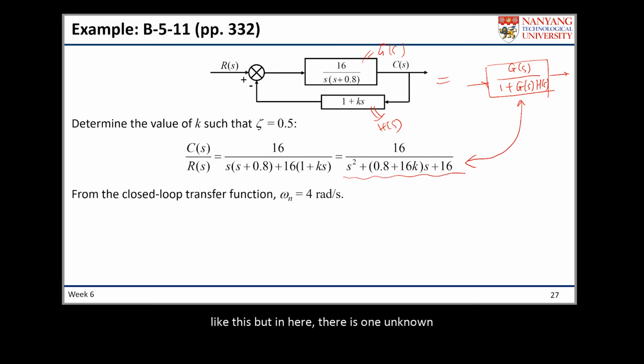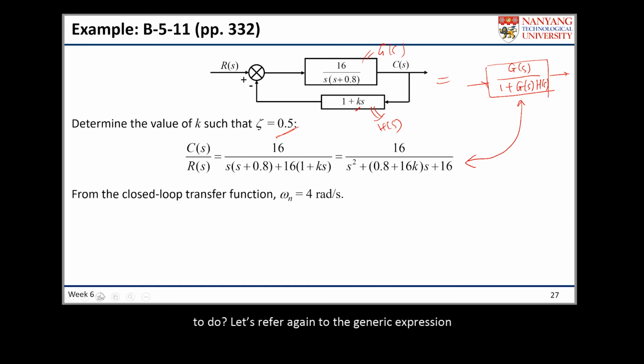Okay, but in here there is one unknown parameter. The parameter is this lowercase k. In this example, we are asked to determine the value of this lowercase k, such that our non-unity feedback system will behave like an underdamped second order system with a damping ratio zeta equal to 0.5. So what do you have to do?